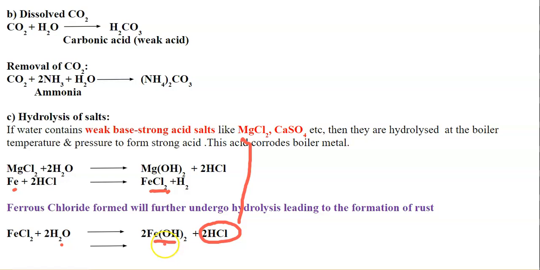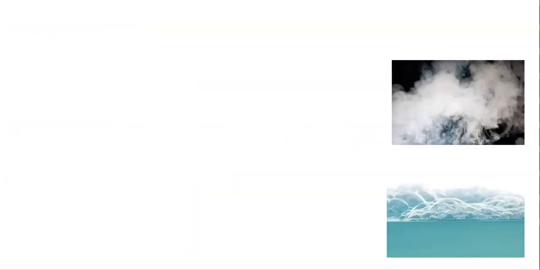And what will happen once ferrous hydroxide is formed? This ferrous hydroxide can react with excess of oxygen to form rust. Again it is forming rust, which is Fe2O3 2H2O. So in general, the corrosion of boiler metal is taking place if it contains salts of weak base and strong acid, because they undergo hydrolysis. This is about boiler corrosion. Let's have a look at the second factor, which is priming and foaming.